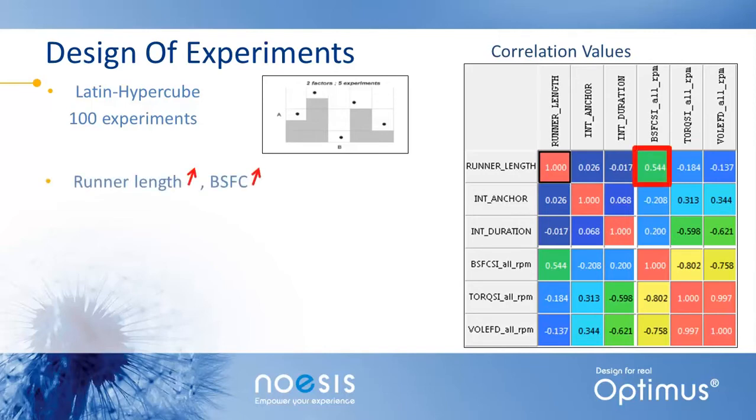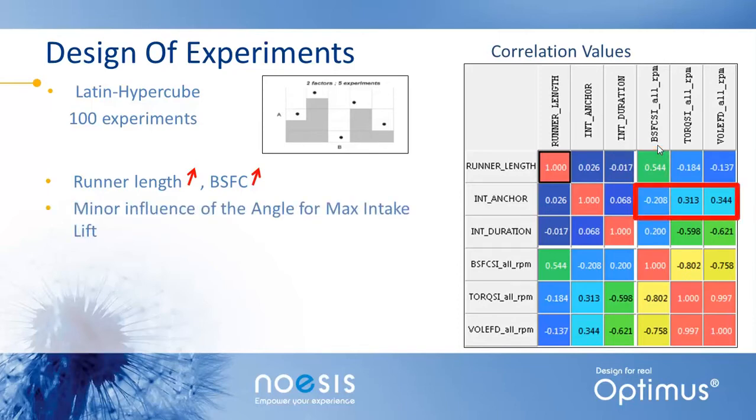What we can see from this correlation values plot is that if we look at the influence of the runner length on the fuel consumption, there is a positive correlation. That means if we make the length of the runner longer, our fuel consumption will increase. What we also see is that there is a not so clear relation, or only a minor influence, of the angle for maximum intake lift on the 3 defined results.